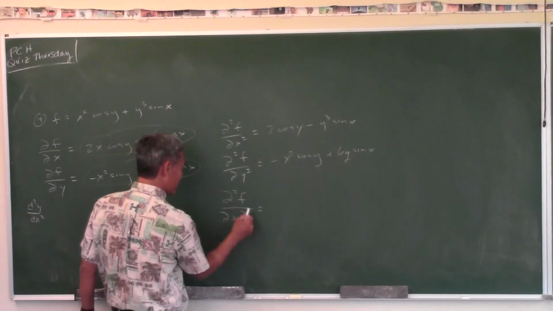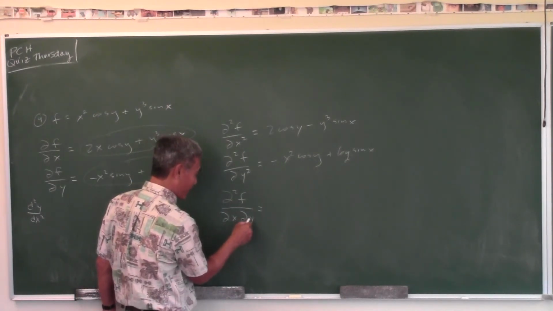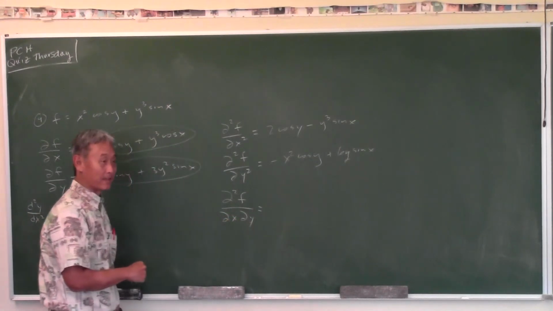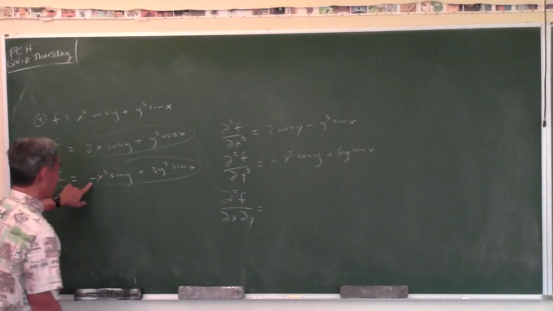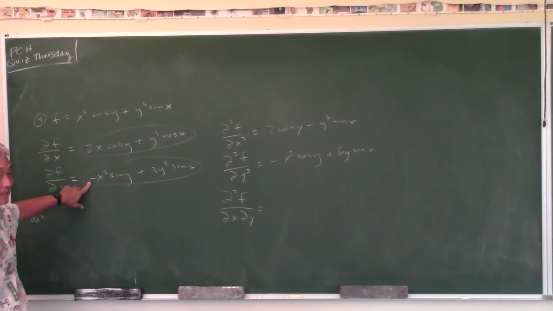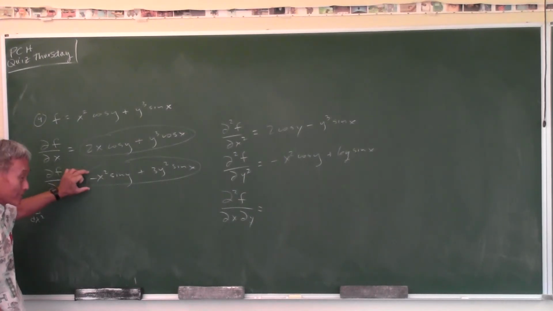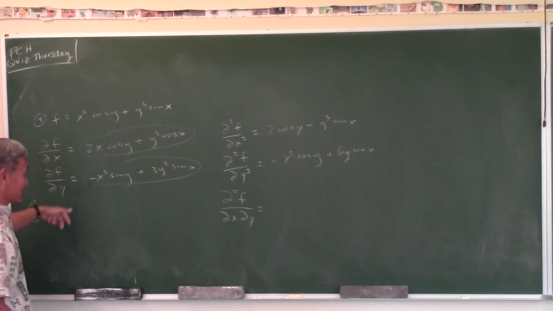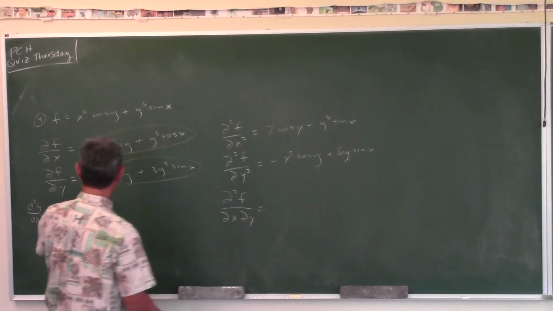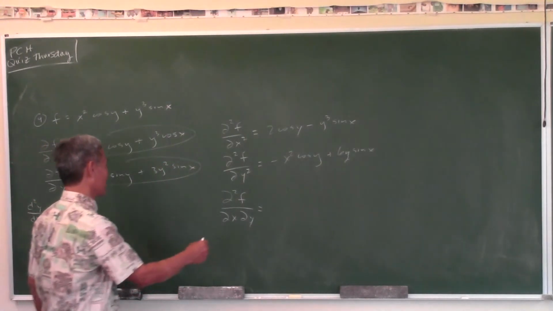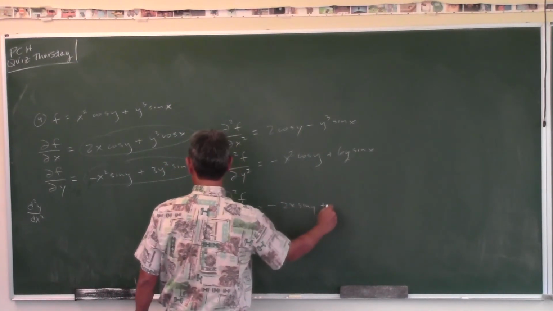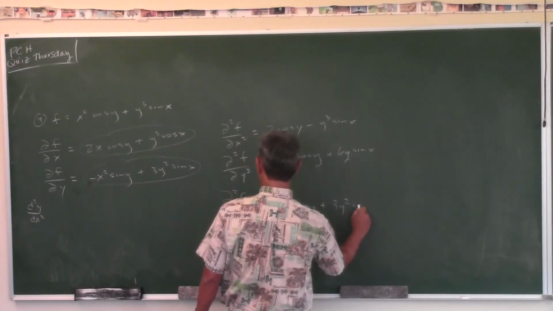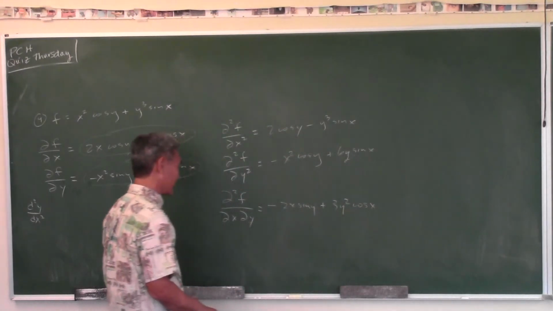So when you do this, you take the derivative with respect to y first, then you take it with respect to x. Okay, so we already did with respect to y first, that's this one right here, right? Now take the derivative of this one with respect to x. What's the derivative of this with respect to x? Negative 2x sine y plus 3y squared cosine x. Yup, 3y squared cosine x. That is correct. Everybody see that?